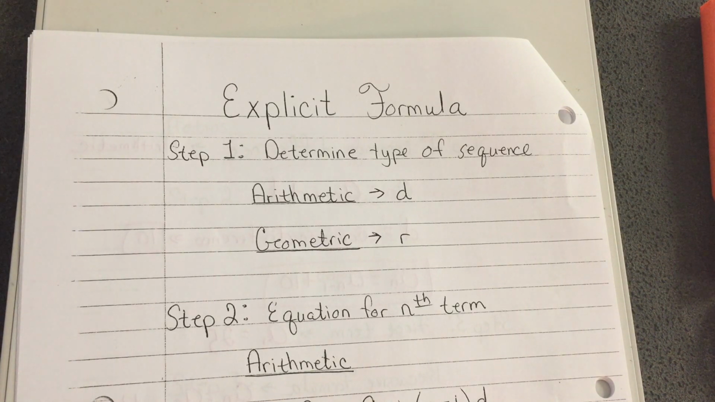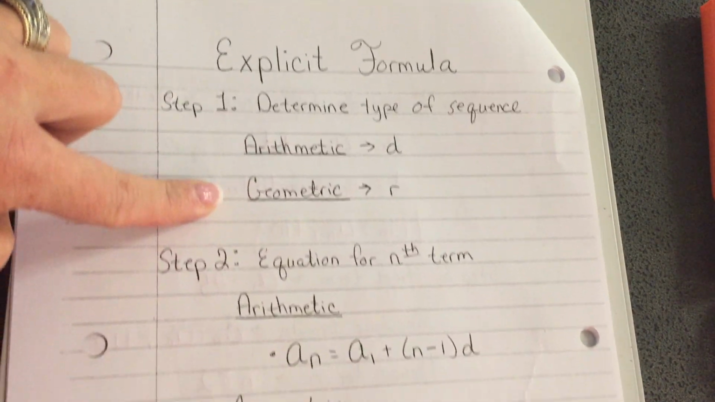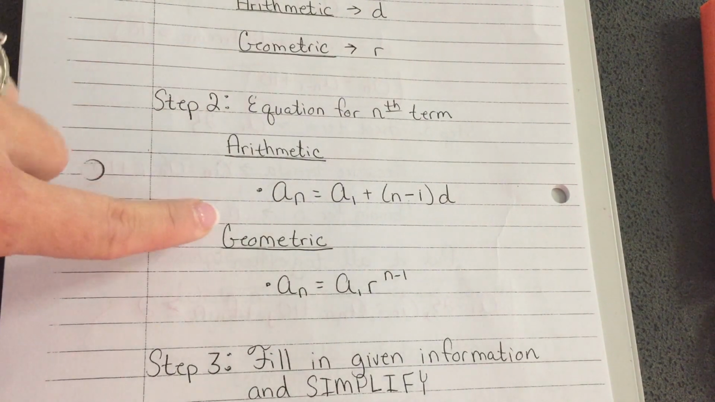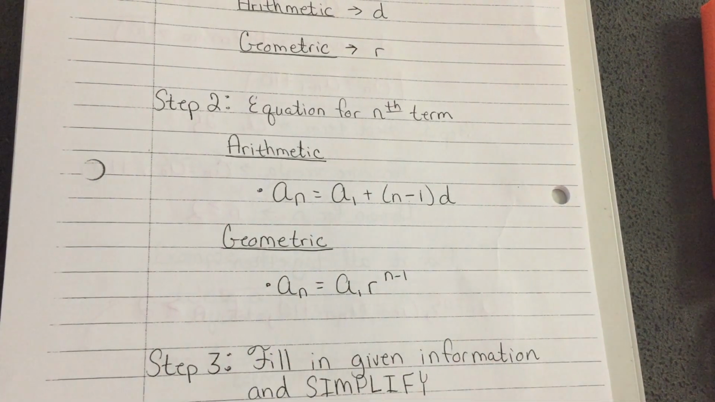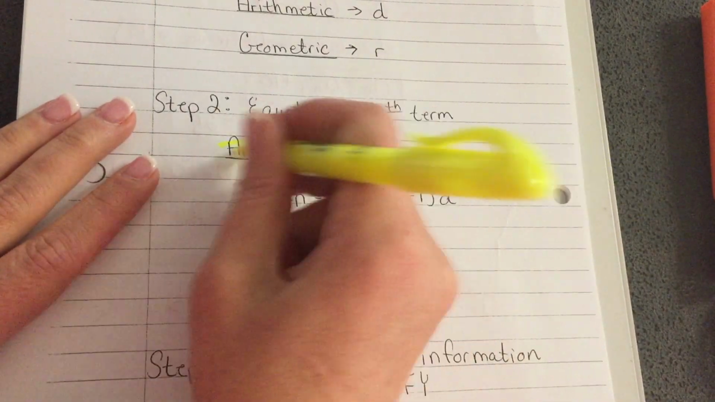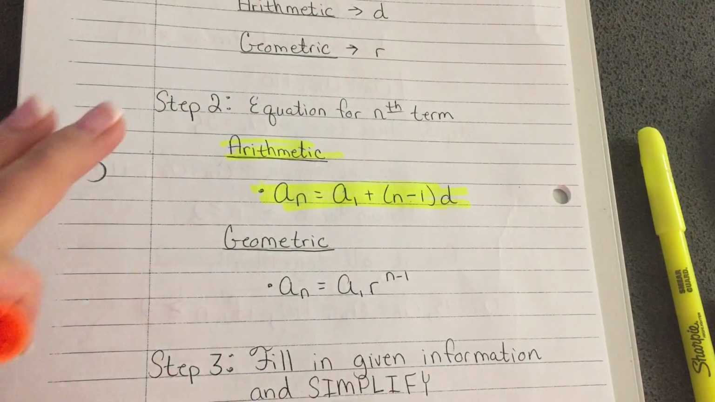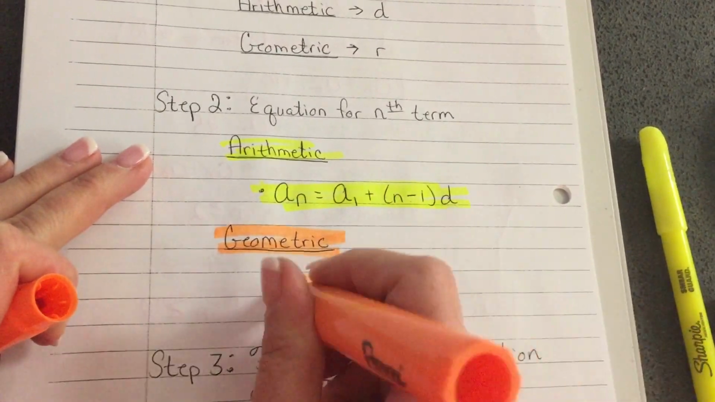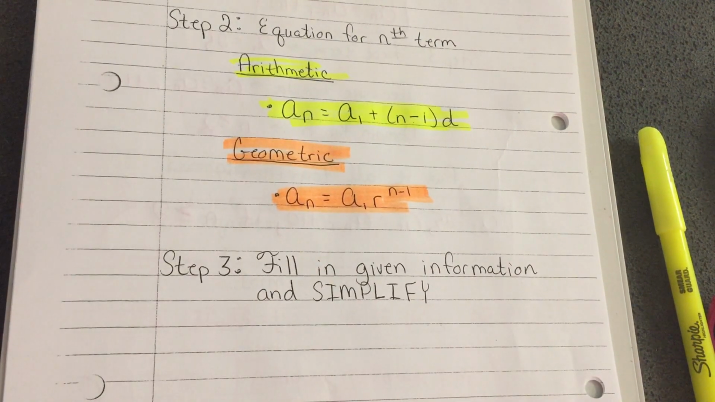So the first is you're going to determine the type of sequence. Do we have a D, a common difference for arithmetic, or do we have R, a common ratio for geometric? As soon as we figure out if it's arithmetic or geometric, we're going to use this equation. For arithmetic, we're going to use this nth term equation. Geometric, we'll use this nth term equation. Okay? And the final step, you're going to fill in the given information, you're going to simplify, you're done.